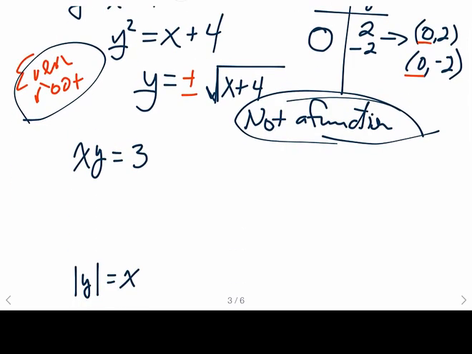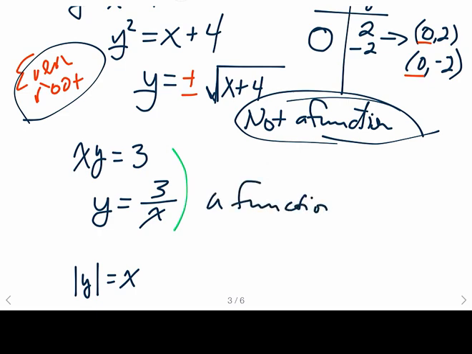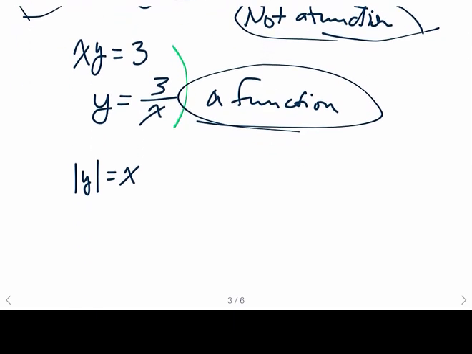Next we have xy equals 3. And we can solve for y by dividing both sides by x and get y equals 3 over x. May not like how it looks, but we were able to do it easily according to the description I gave earlier. And so we're going to say this is a function. If the question is is it a function, we would say yes. Describe whether or not it's a function, we can say yes, it's a function, however you want to express that.